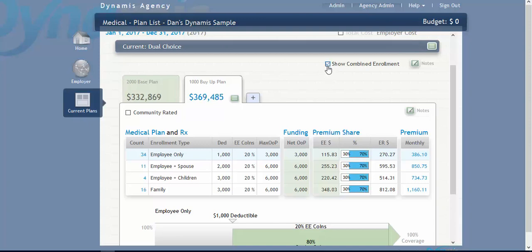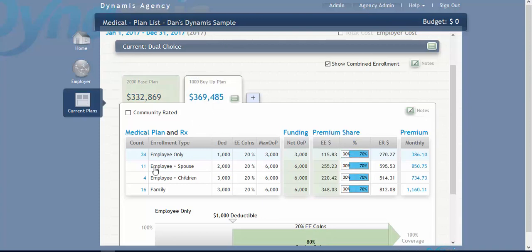When I go ahead and check Show Combined Enrollment, you're going to notice that my plan group cost disappears. Whenever you see a plan group with no cost, not even a 0, it's because we're in combined enrollment. And when we're looking at a plan group in combined enrollment, we're really not looking at it as a group of plans anymore. If we look down in the dashboard, we can see what's happening. We're putting all of the enrollment from both plans in the group into the 2000 base plan, and we're able to show that based on this employer contribution, if everyone took the 2000 base plan, their cost would be here.